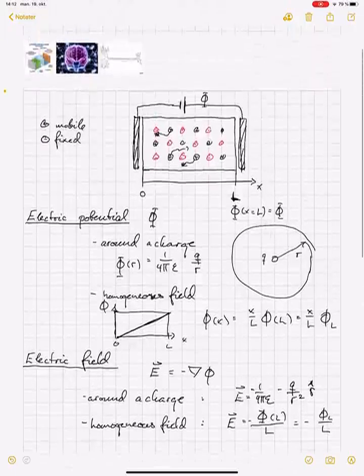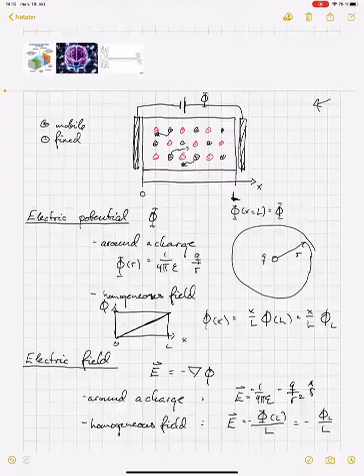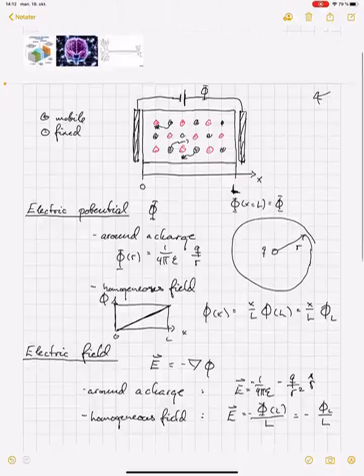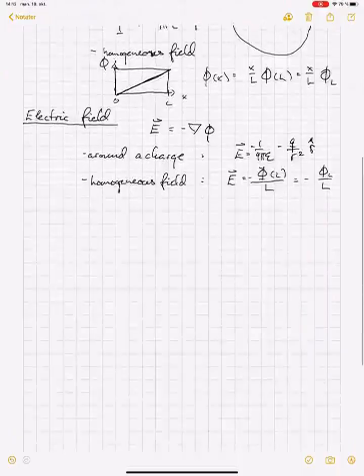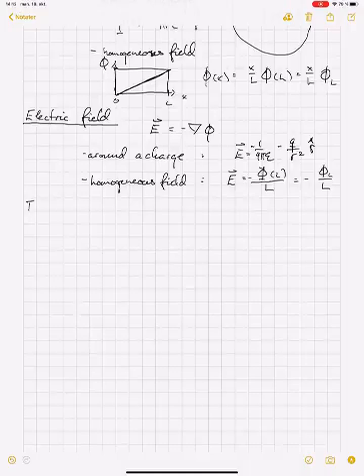Let's say in this cell that we've got here, we start out with a homogeneous distribution of ions, and as we connect it to the battery, there is an electrical potential and a homogeneous electric field. Now, the thing is that this electric field will give a force on the charges.